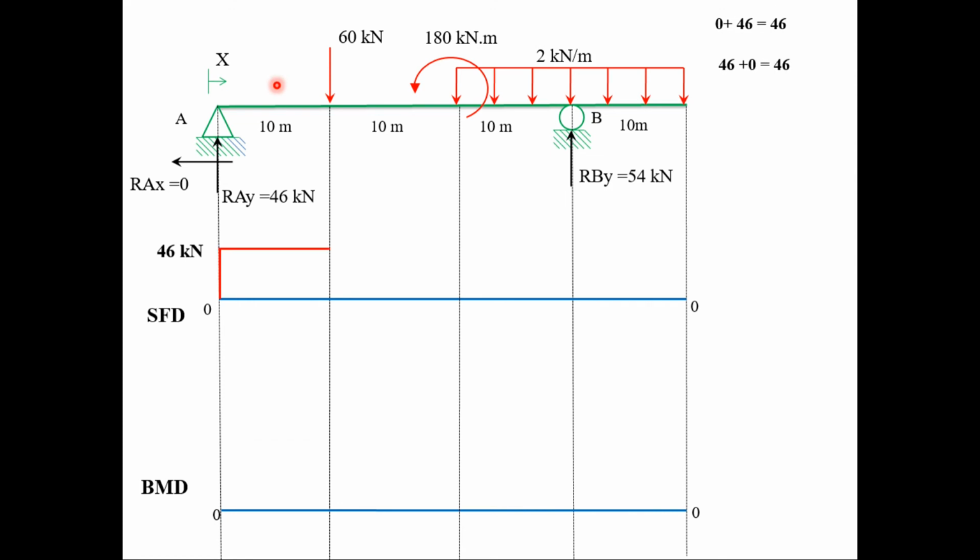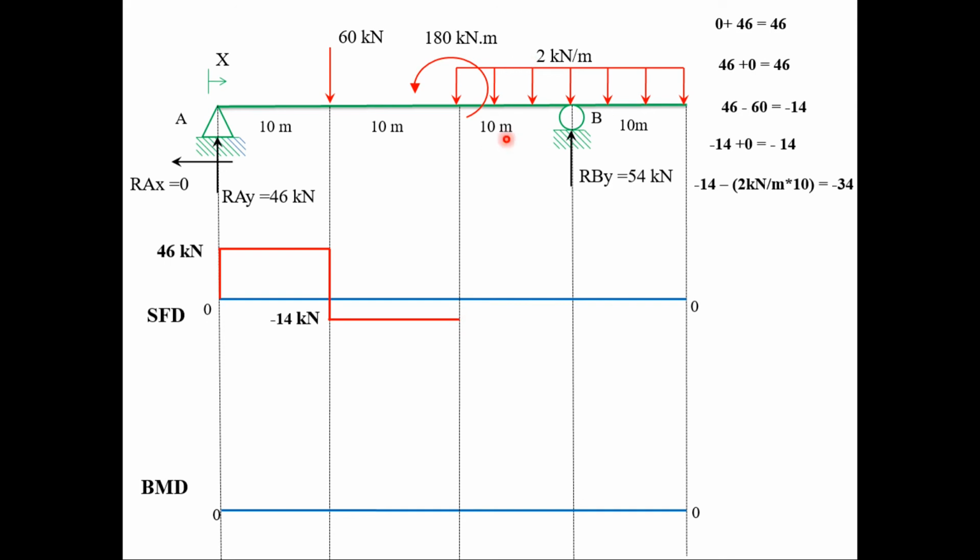At x equals 10 meters, there is a downward force of 60 kilonewton. Hence, it will be 46 minus 60, which is minus 14 kilonewton. There is no force on this span, so the shear force will be constant again. At x equals 20 meter, there is a uniformly distributed load. Due to this uniformly distributed load of 2 kilonewton per meter, the shear force diagram will no longer be constant. It will be reduced by an amount of 2 multiplied by 10, 20 kilonewton. Hence minus 14 minus 2 times 10, 20, and we'll have minus 34 kilonewton at support B.